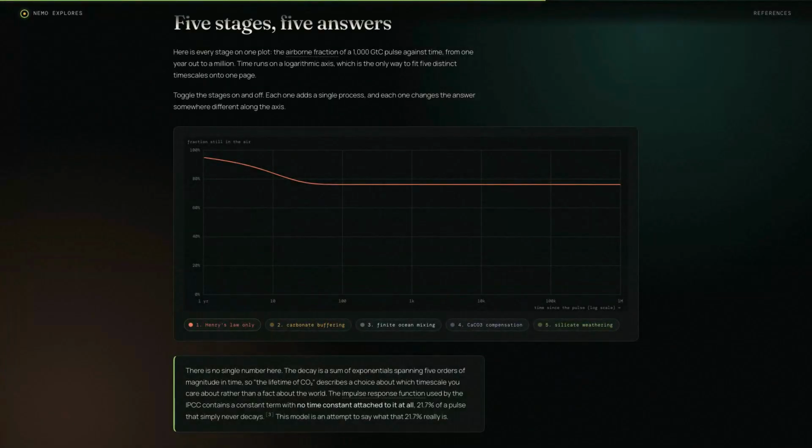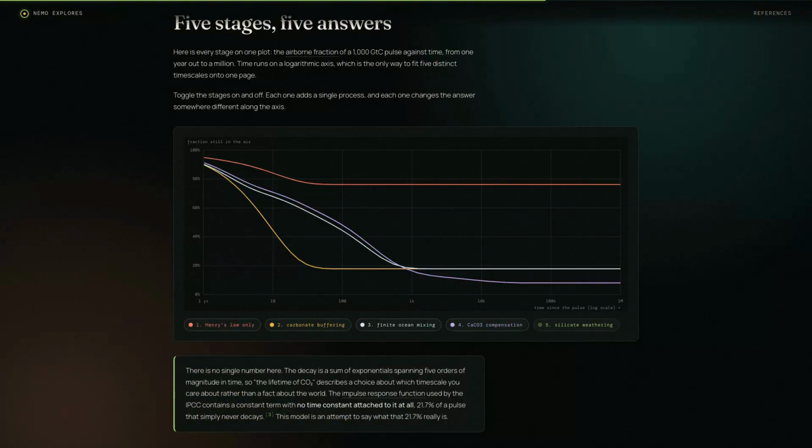Here is every stage on one plot. The fraction of 1,000 gigaton pulse still in the air, from 1 year out to 1,000,000. Time runs on a logarithmic axis, because that is the only way 5 timescales fit on one page. Watch them arrive. Henry's law alone, then carbonate chemistry, then finite ocean mixing, then the seafloor answering, and finally, silicate weathering, the only one of the 5 that ever finishes.